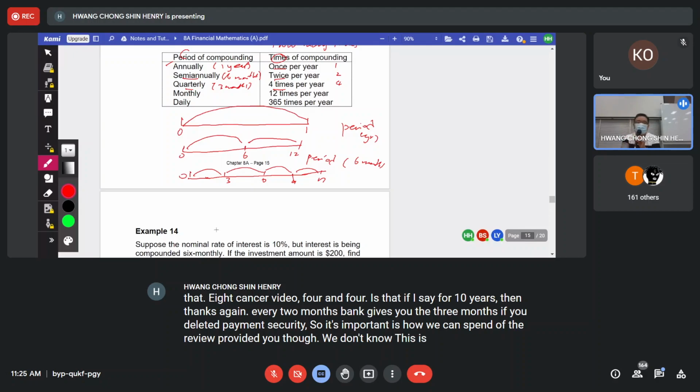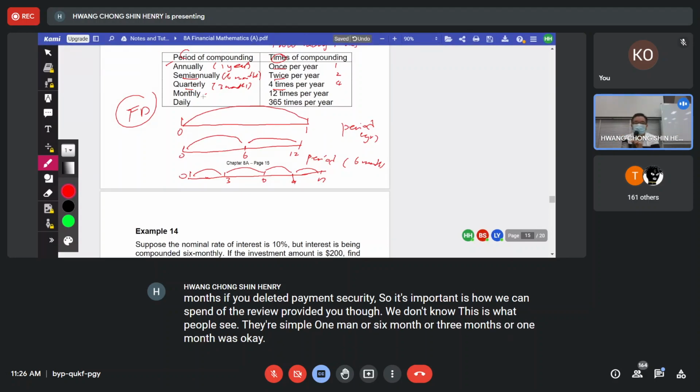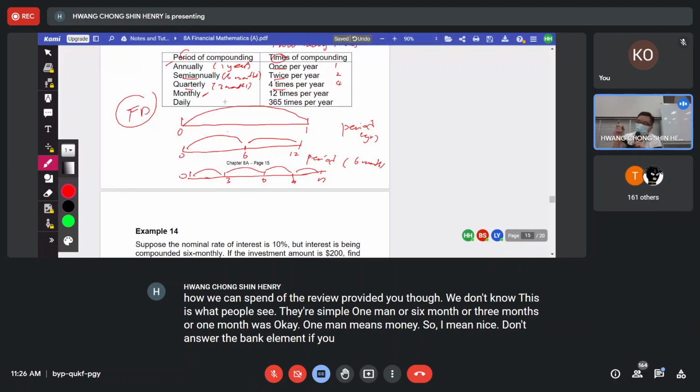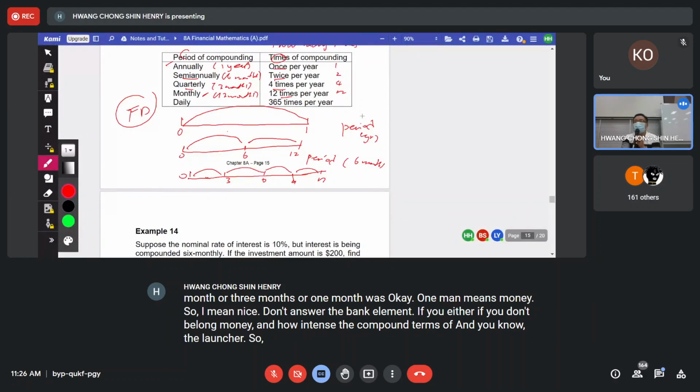This is what people save in FD. They save for 1 month, or 6 months, or 3 months. 1 month means monthly. So how many months? 12 months. The bank every month gives you dividend if you don't withdraw money. And how many times the compound? 12 times. Can you draw the chart yourself? So 12. If 2 years, 24.